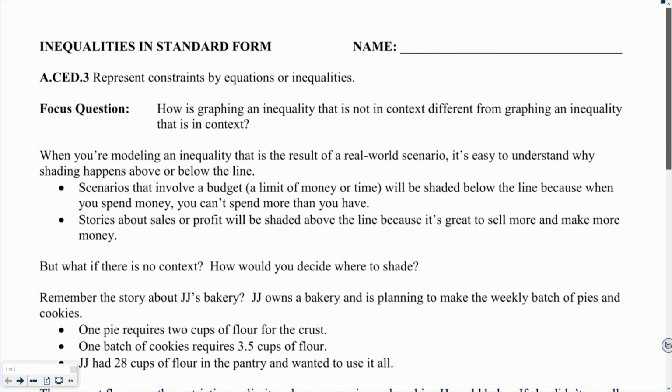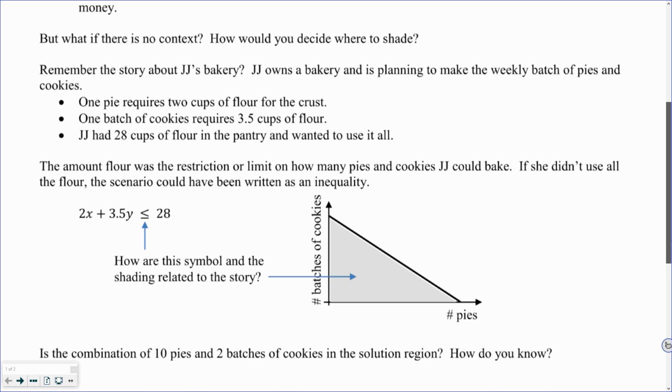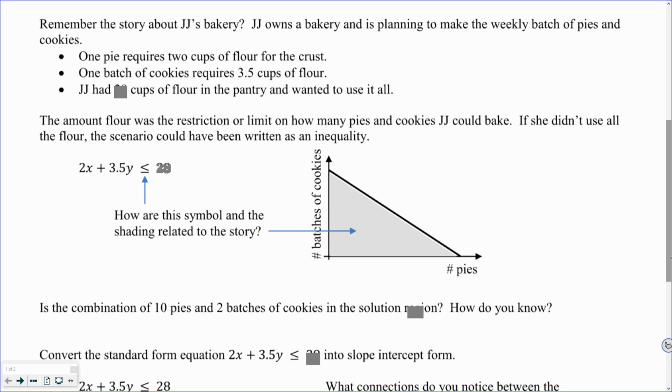So we didn't get to this. JJ's Bakery. So basically, JJ owns a bakery and is planning to make a weekly batch of pies and cookies. One pie requires two cups of flour for the crust. One batch of cookies requires 3.5 cups of flour. And he had 28 cups of flour in the pantry, wanted to use it all. So this was the equation, okay? So it says, how are we going to use this symbol and the shading related to the story?